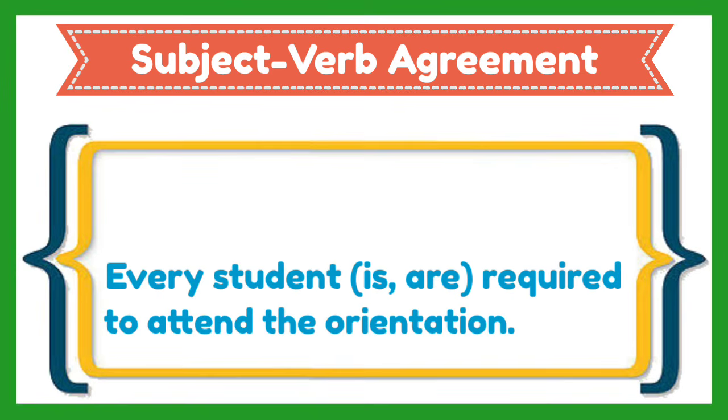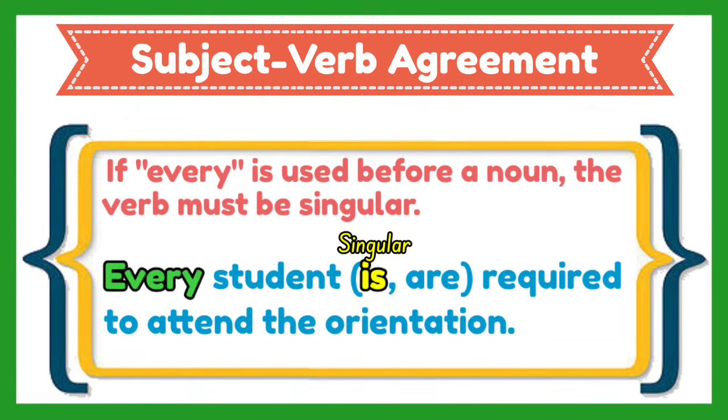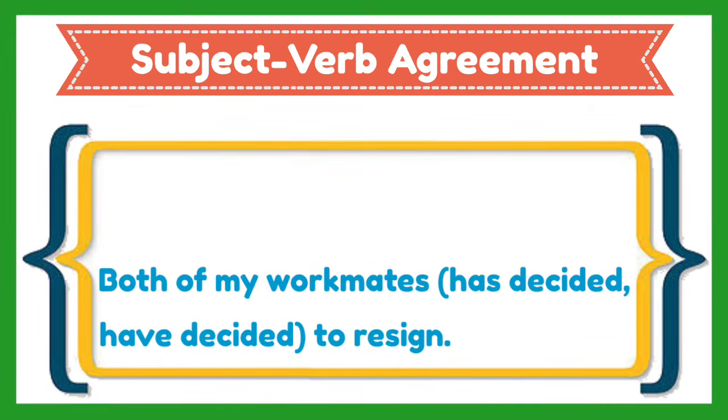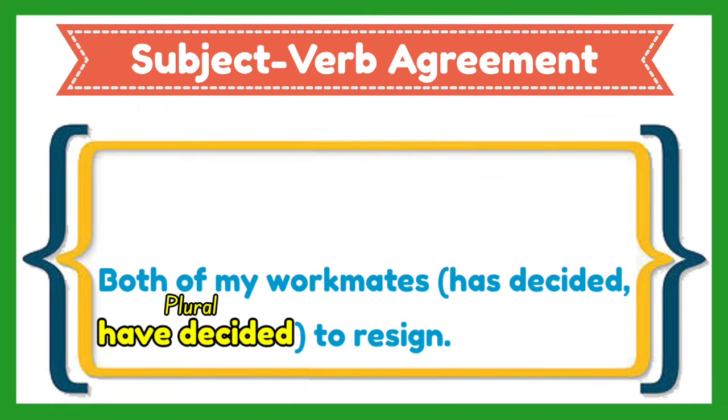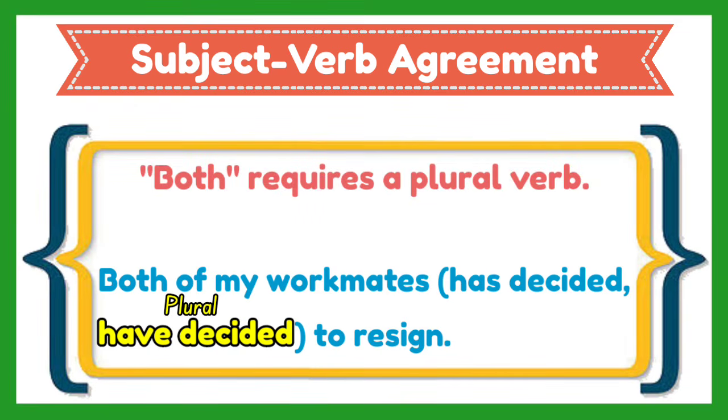How about this? Every student is required to attend the orientation. The answer is singular. Here's the rule. If the determiner every is used before a noun, the verb must be singular. Okay? Next, both of my workmates have decided to resign. The answer is have decided. Why? Because the indefinite pronoun both requires a plural verb, and both means two, right?